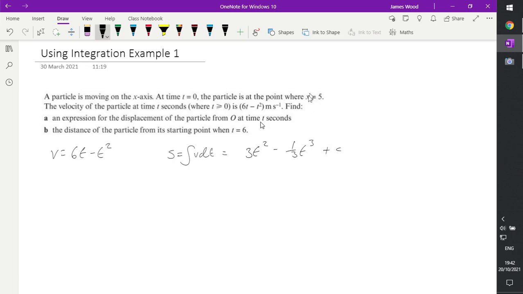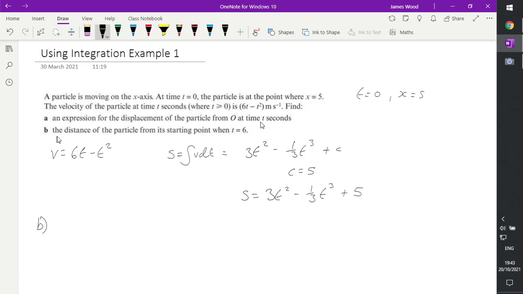Well, that's essentially what they've given us here. They've told us at time t equals 0, x is 5. So we can substitute that into here. So when t is 0, x is 5. So that would mean that c is 5. So the displacement is 3t squared minus 1/3 t cubed plus 5.